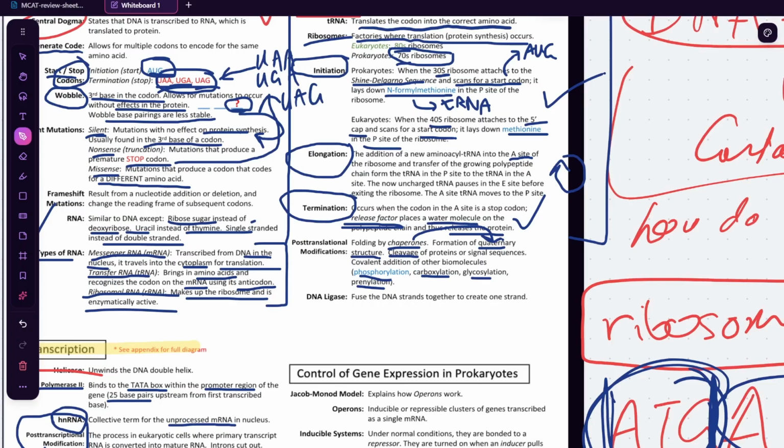Phosphorylated means a phosphate group is added to it. Glycosylated means a sugar is added to it. And prenylated means a lipid is added to it. So prenylated here, it's a lipid. Sugar added, this is a carbohydrate added. And this one is a phosphate group added.